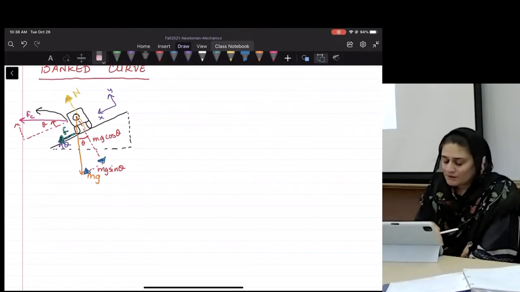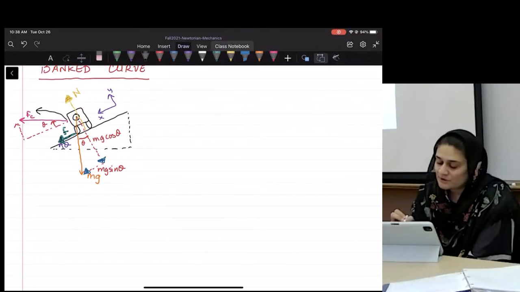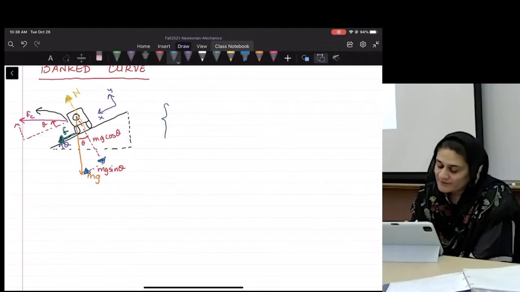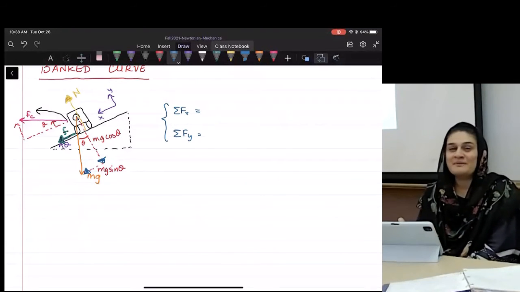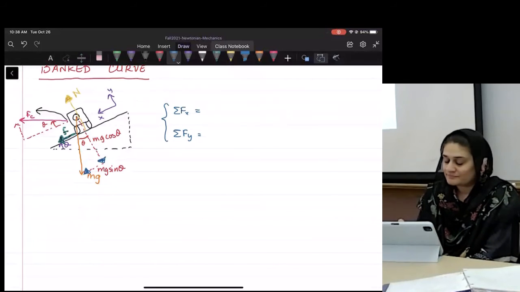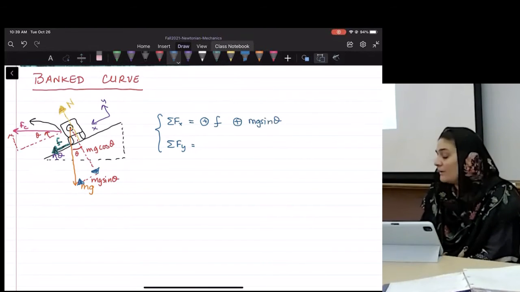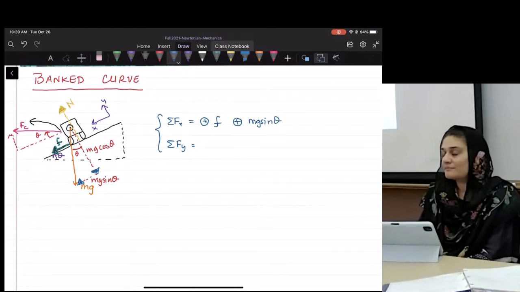So now we have all our forces and all our components. What's the next thing we do in Newton's laws? Okay, so anybody want to tell me what to write for sigma Fx? Sigma Fx equals F, okay. F will be plus or minus mg, plus F plus Fc. Nope, Fc never goes on that side.